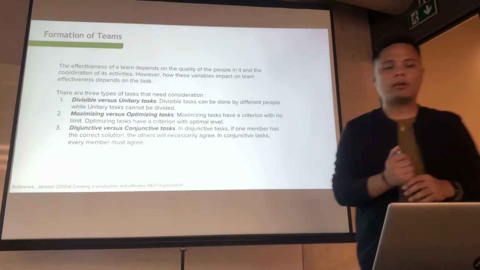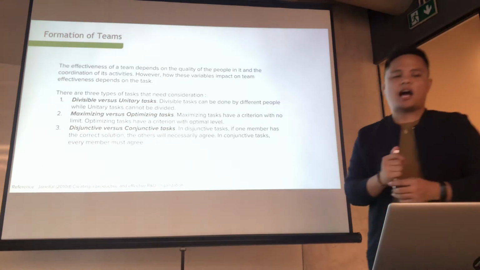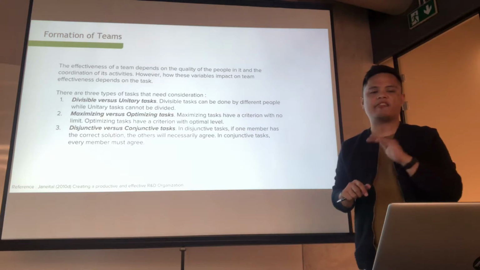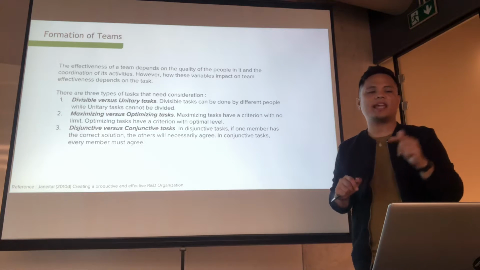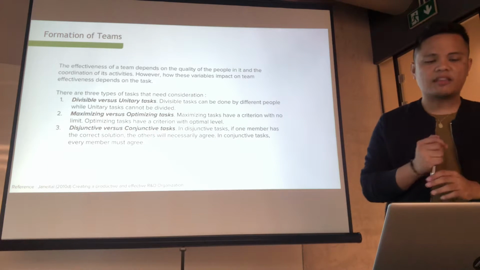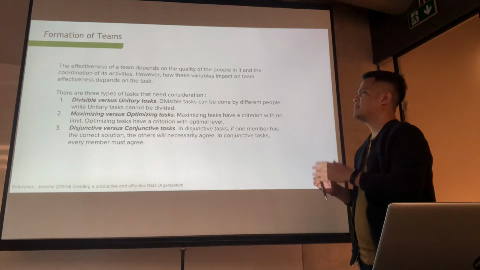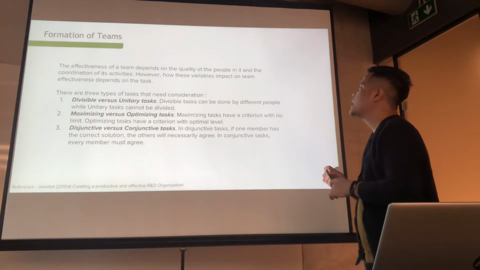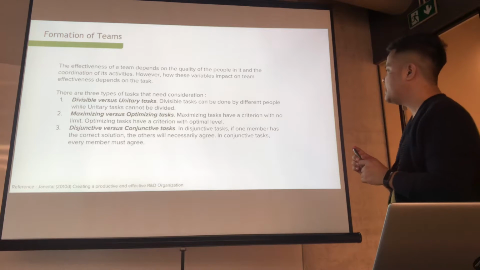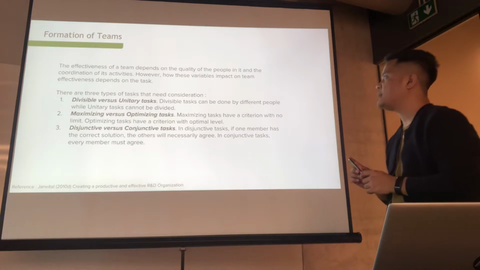Okay, so there are 3 types of tasks that need consideration. Number 1 is divisible versus unitary task. Number 2 is maximizing versus optimizing task. And number 3 is disjunctive versus conjunctive task. So, what is divisible versus unitary? So, divisible task can be done by different people while unitary cannot be divided.